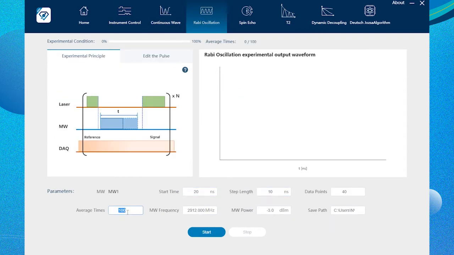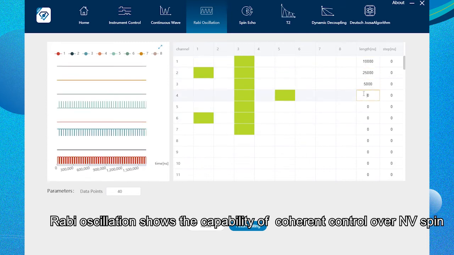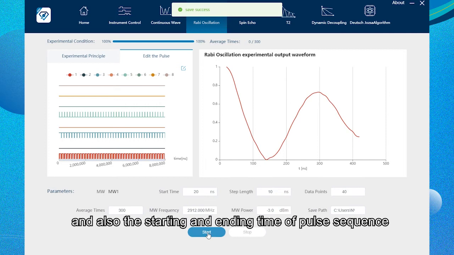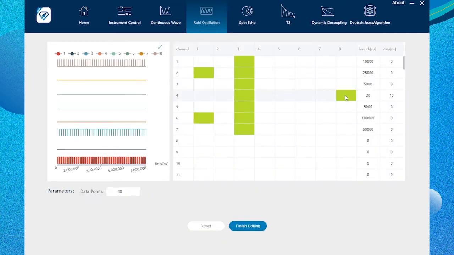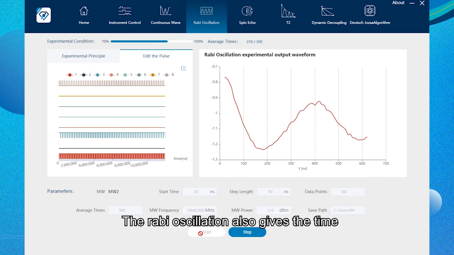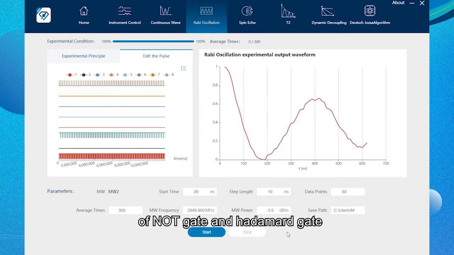Rabi oscillation. Rabi oscillation shows the capability of coherent control over the NV spin. The input parameters include the frequency and power of the microwave, and also the starting and ending time of the pulse sequence. The higher the microwave power, the faster the spin state oscillates. The Rabi oscillation also gives the time of the NOT gate and the half-pi gate.